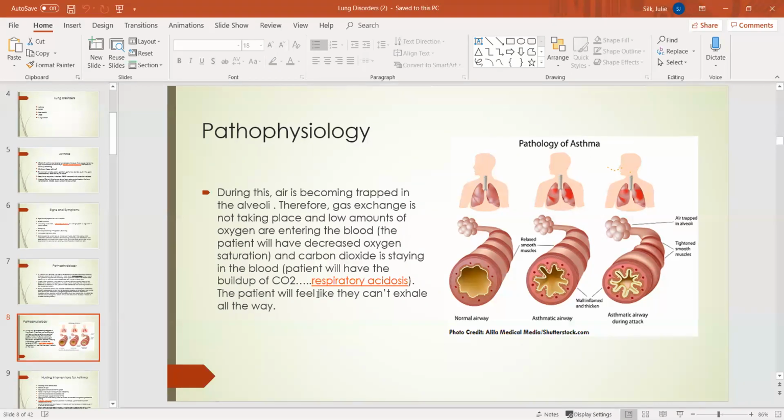This slide also says that during an asthma attack, if it gets really bad, people can actually go into respiratory acidosis. You kind of feel like you have trapped air. You can't get that air out all the way, because if you have air back here in your alveoli and all of this swelling going on, you just can't get it all out. So it feels awful for that person.